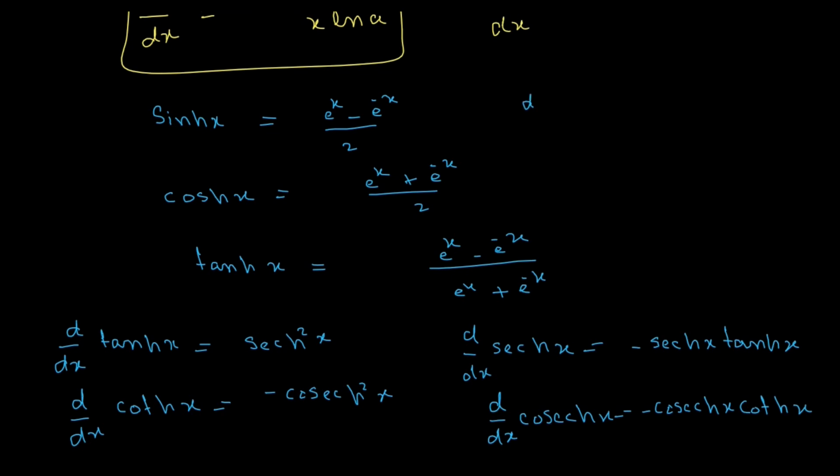d by dx of sine hyperbolic x will be equal to cos hyperbolic x, and d by dx of cos hyperbolic x will be equal to sine hyperbolic x. So these are all the formulas which are being used in differential calculus, and this type of calculus will be used in astronomy.